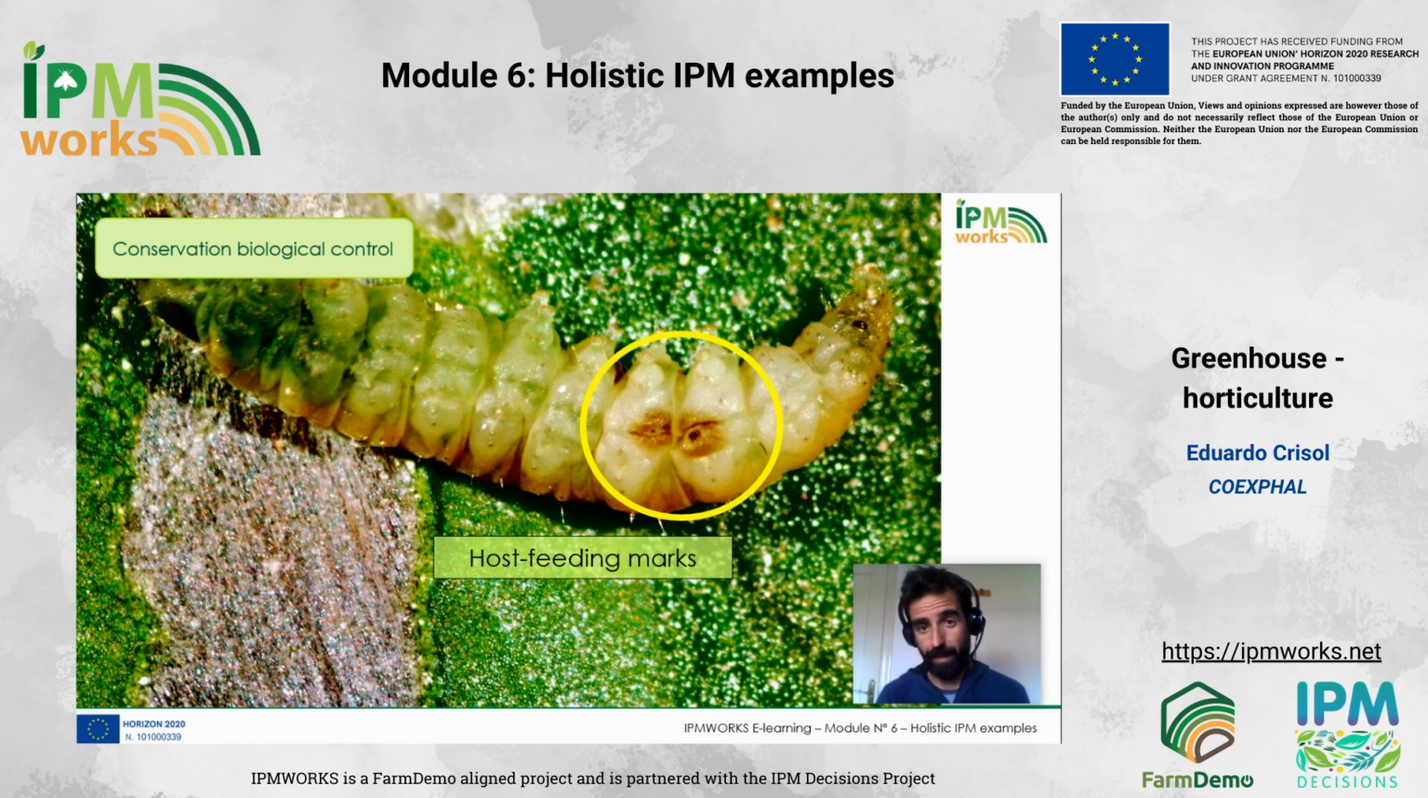Sometimes in the field, we can observe the host feeding marks in the Tuta larvae, and this is a very easy way to check that we have the presence of the parasitoid in our field, in our crop.